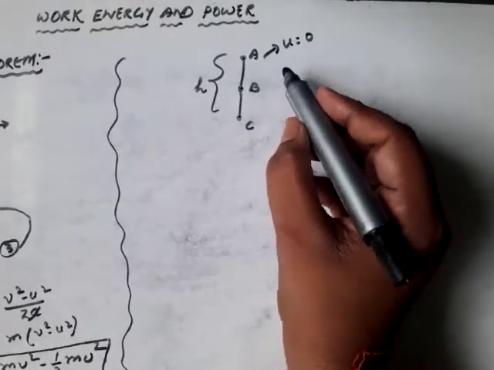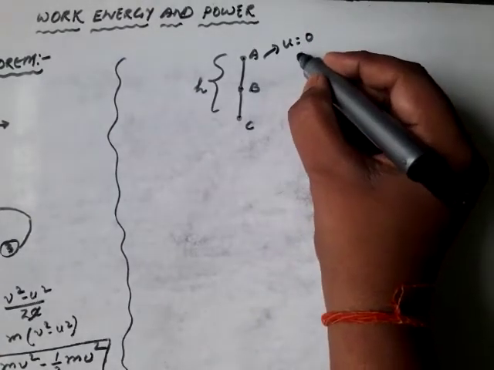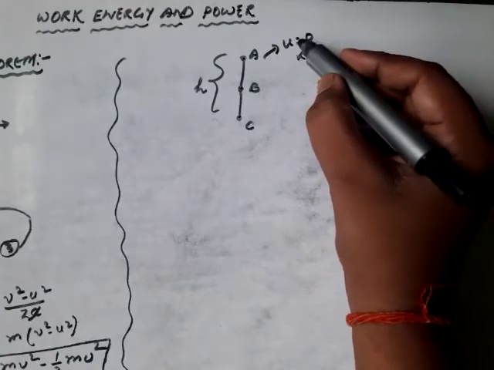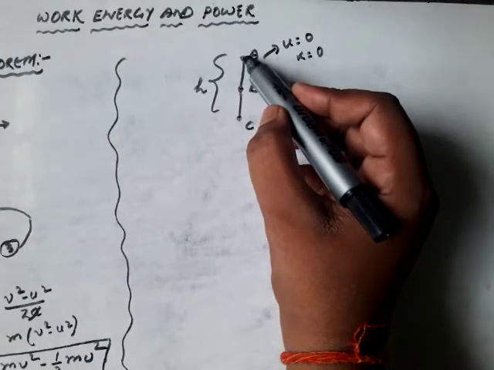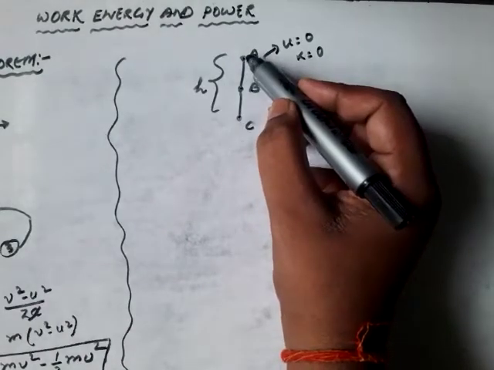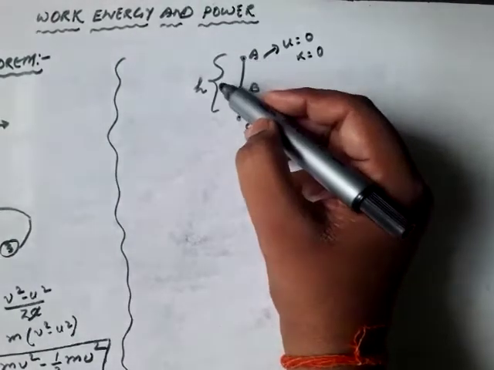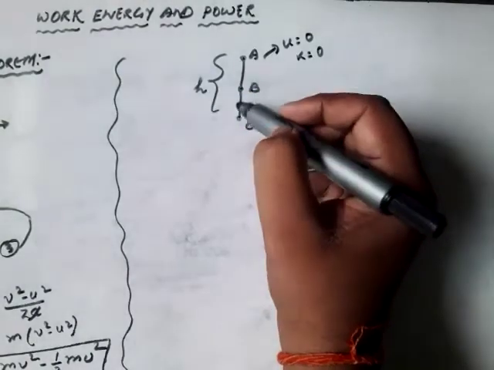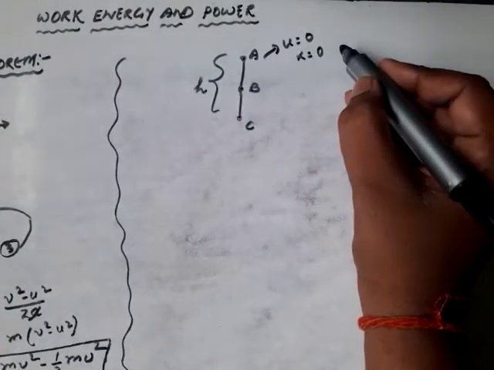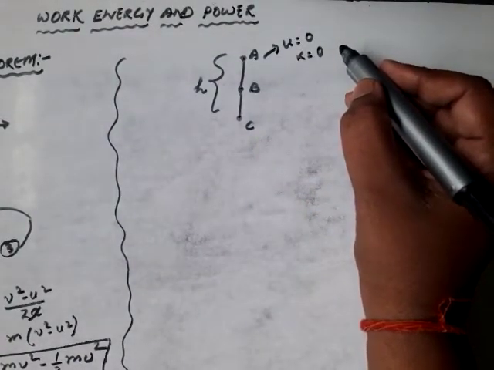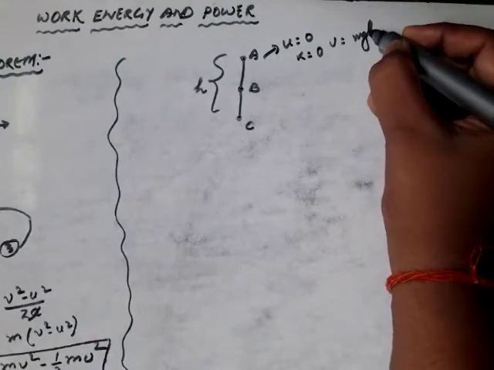So what will be the effect on kinetic energy? What will be the kinetic energy? Kinetic energy will be equal to 0, because velocity is 0, and we know that potential energy is always the work done against gravity. So at the highest point, the potential energy is maximum, because it is placed at the maximum height, and maximum displacement is covered. Work done against gravity is the potential energy. So here potential energy is maximum, so we can write potential energy, that is U, equal to mgh.